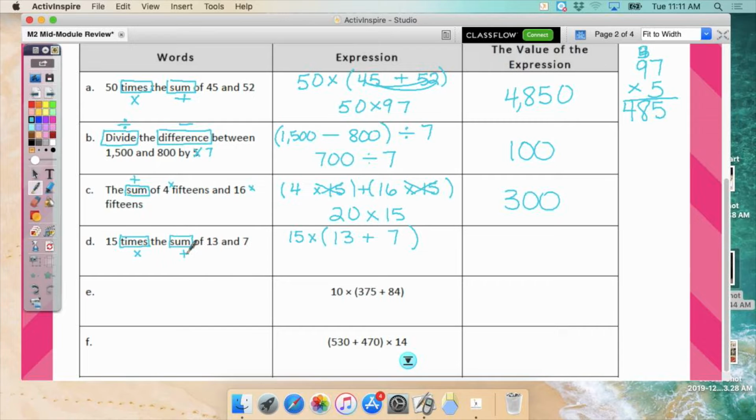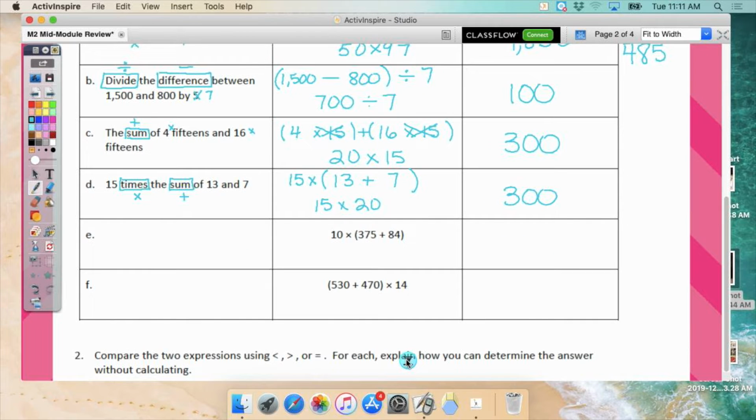Okay, now what part of this should I do first? The addition, yeah, because it's in the parentheses. So what's 13 plus 7? Oh, goodness. Didn't we just do that problem? Yeah. What's the answer? Very good. Good. Okay, am I going too fast?